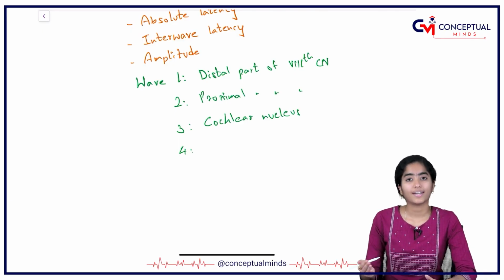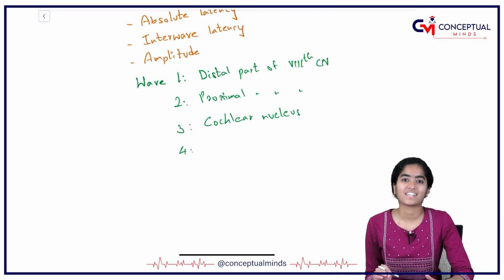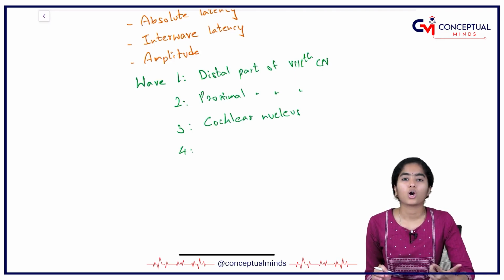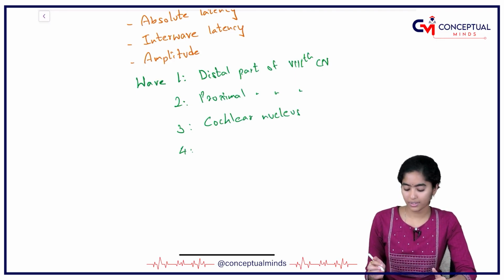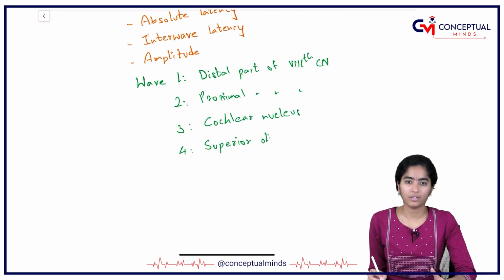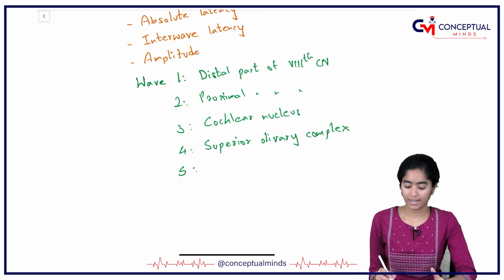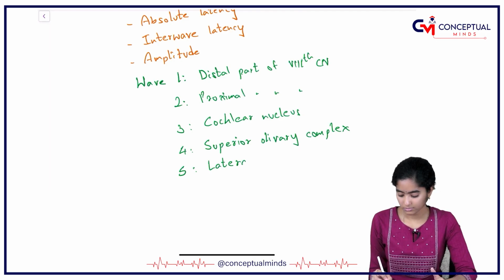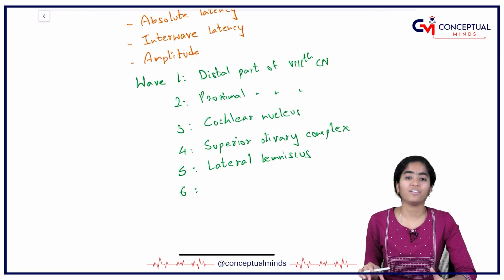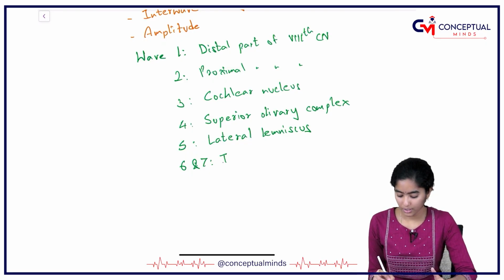And wave 4, next in the pathway comes. Are you able to remember some mnemonic? Yes. E. coli: E for 8th nerve, C for cochlear nucleus, O for superior olivary complex. Superior olivary complex. Then L, L for lateral lemniscus. Then the 6th wave and 7th wave, both of them are for inferior colliculus.